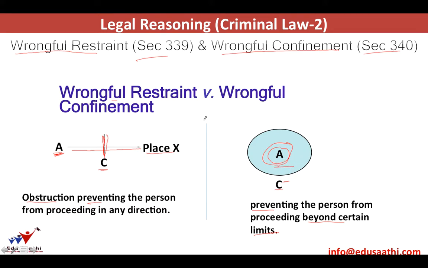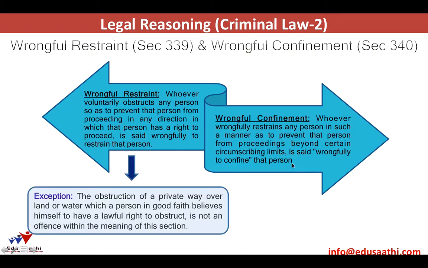The difference between these two things is that in the first case, a person is prevented from moving in a certain direction, but he can go anywhere else. He can go to this place or this place, or any other direction. He's not prevented from going anywhere else except to place X. However, in this case, A is stopped from moving in any direction. He's confined between these marked limits. So in this case, it's wrongful confinement. This is the basic difference between the two concepts.